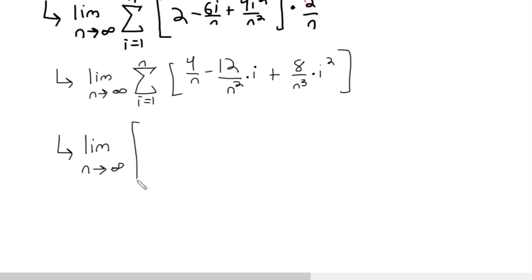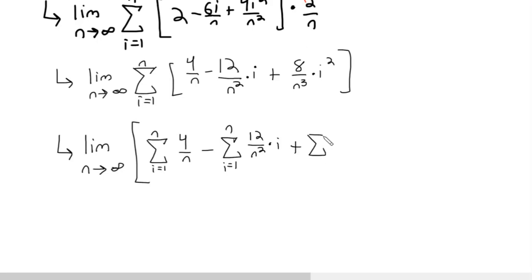So I'm just going to break this up into 3 different sigmas. So sigma right here, 4 over n, minus, and then another one, sigma from i equals 1 to n of 12 over n squared times i. And then you're just going to want to do it one more time. So plus sigma, i equals 1 to n, of 8 over n cubed times i squared. Okay.